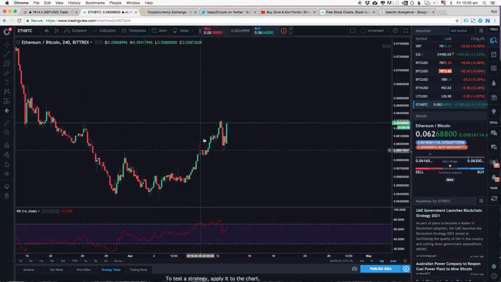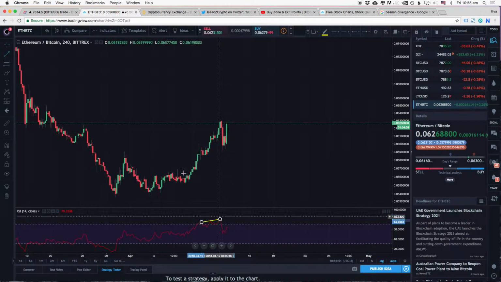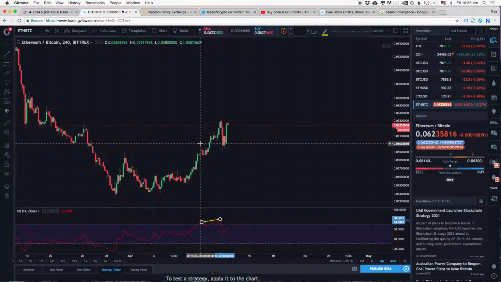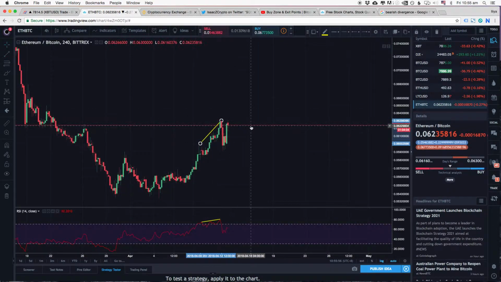Oh, this is a perfect failed bearish divergence. I just touched it a bit. The RSI is going up and up, but the price is going up and up as well. So this is not a clear signal to sell.